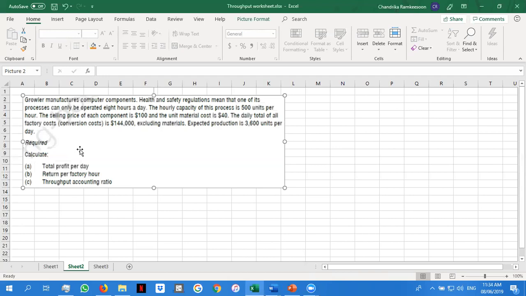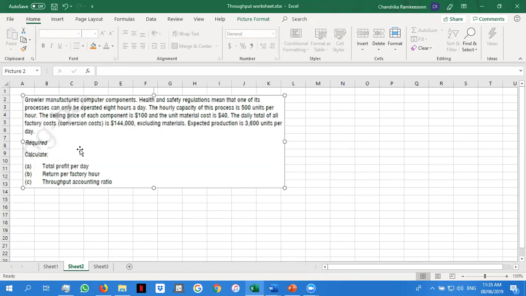Growler manufactures computer components. Health and safety regulations mean that one of its processors can only be operated 8 hours a day. So we assume that process is the constraint. The hourly capacity of this process is 500 units per hour.